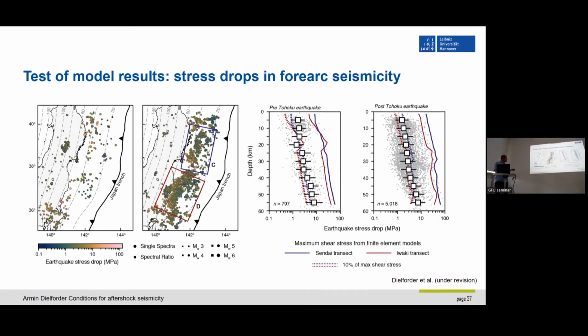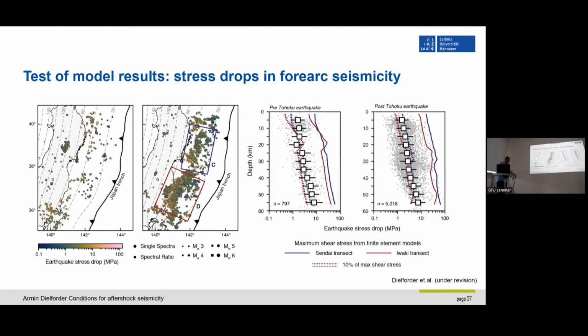And this is true before the earthquake and after the earthquake. And these lines here give you now the maximum shear stress that we get out from the model as a function of depth. You can see that the blue line is for the northern model that crosses the main slip area, and the red one is for the southern model. There are subtle differences, but overall they show a similar depth dependency.